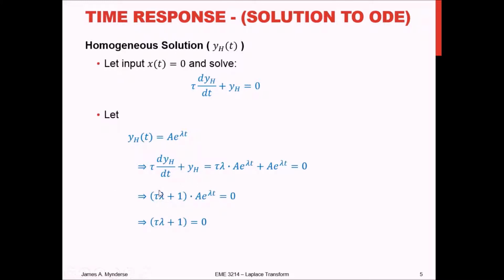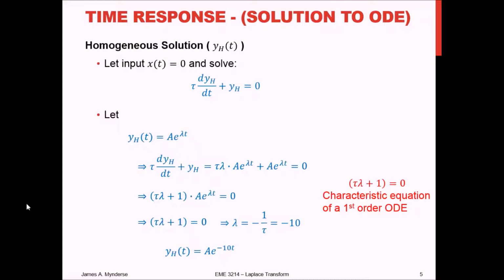So we can go ahead and set that equal to 0, and we can solve for what lambda must be. Lambda must be -10. All right, so there we have our homogeneous solution. But you see there's still a constant, so we'll have to figure out what the value of that constant is. That's going to be the next part of this.